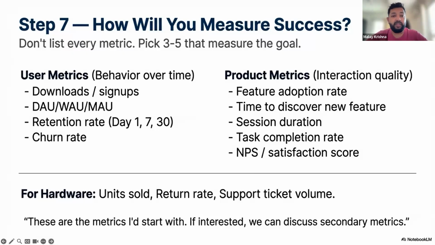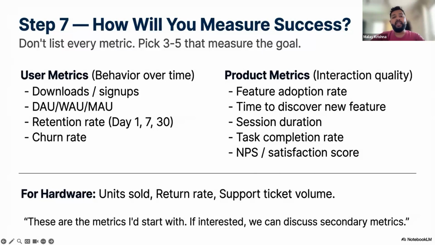For B2B specifically, activation rate, seat utilization, feature adoption, and all of that becomes important. And for B2C, the user metrics that you see, which is the daily active users, actions done per day, bookings done per day, and so on and so forth, right?